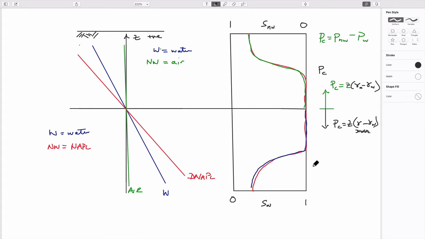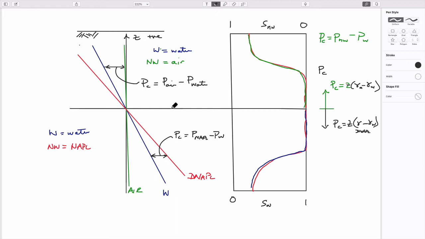And so when it comes down to calculating these behaviors, it's just given by the difference. This difference here would be the capillary pressure, P NAPL minus P water. And here it would be this amount, which is capillary pressure, the difference between the air minus the water. So they're absolutely uniform concepts.